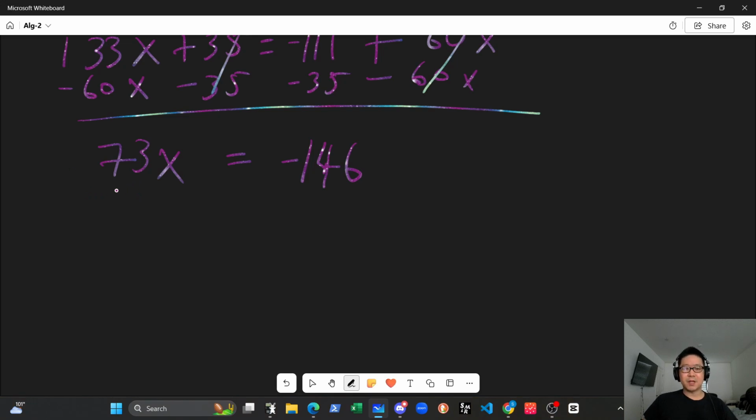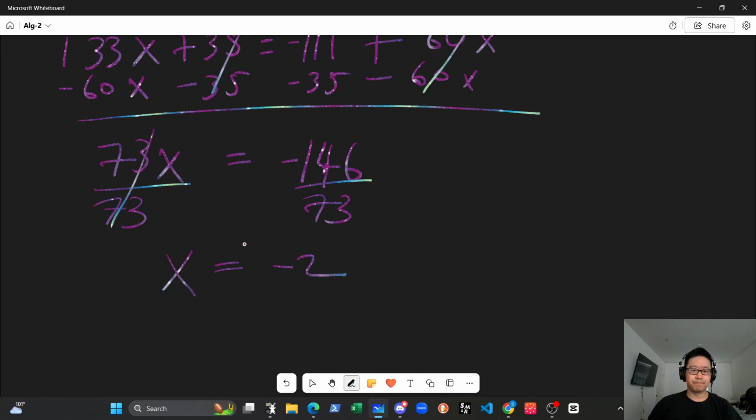Now the same thing you can do is basically divide both sides by 73. This is equivalent to multiplying by the reciprocal of 73. So we're going to divide both sides by 73. And when we do that, we get x on the left side isolated, and on the right side we have negative 2. Right? Negative 146 divided by 73 is going to be negative 2. And I'll leave it up to you to check the solution.